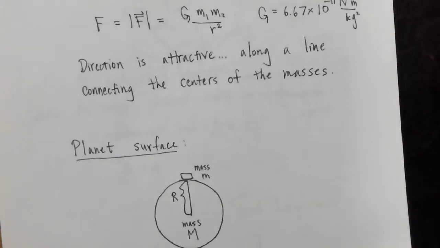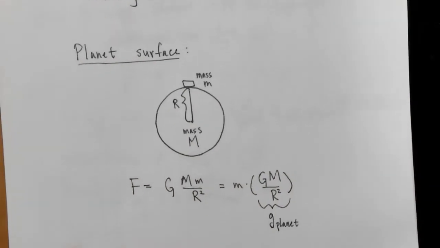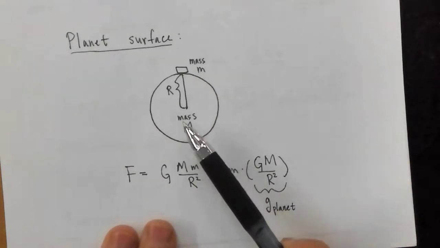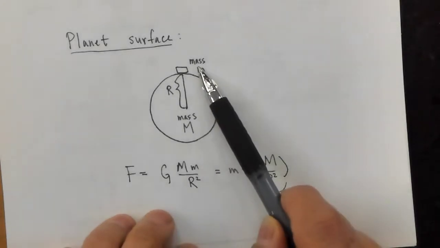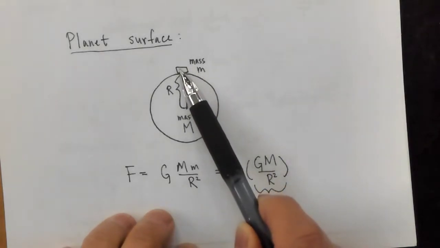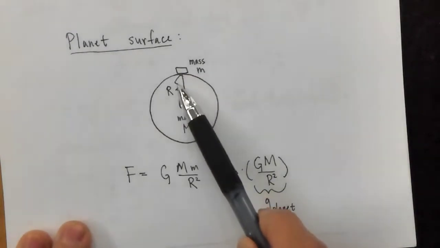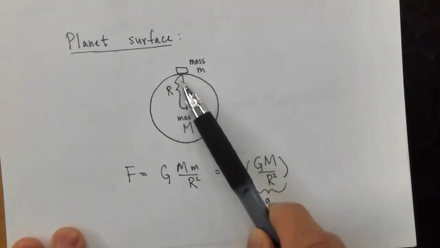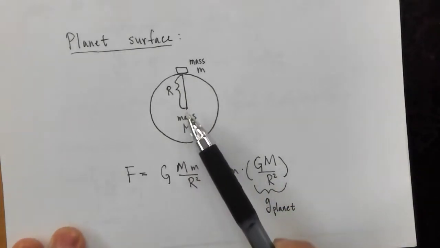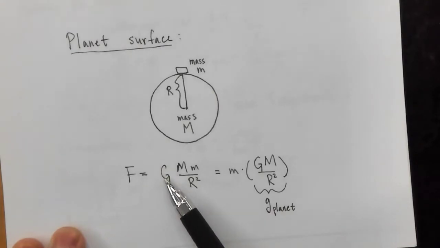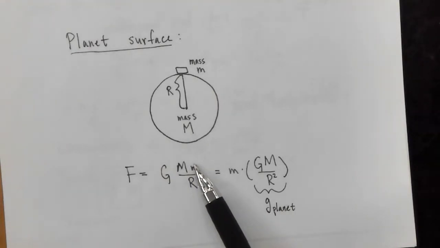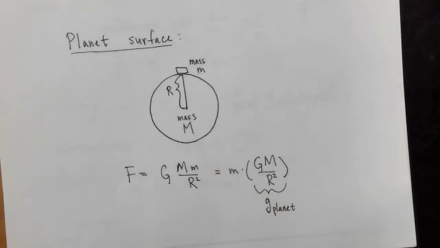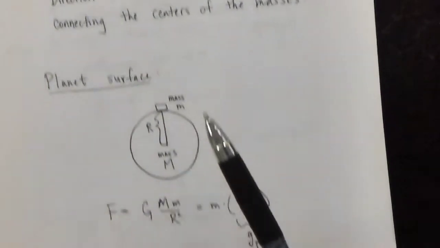Okay. Now, if we specialize to an object on the surface of a planet or the surface of the Earth, then we use capital M for the planet. That's just a standard notation. Small m for the little mass. It's on the surface of the planet. Let's say capital R, to remind me that's the radius of the planet. So the magnitude of the force will be capital G, capital M times small m divided by R squared. That's just using the formula up here.